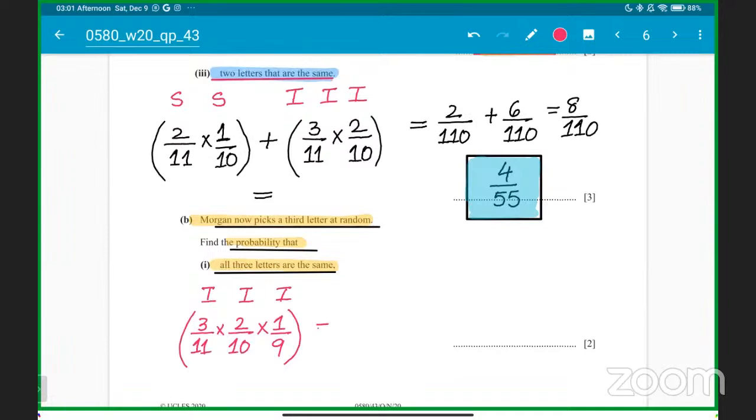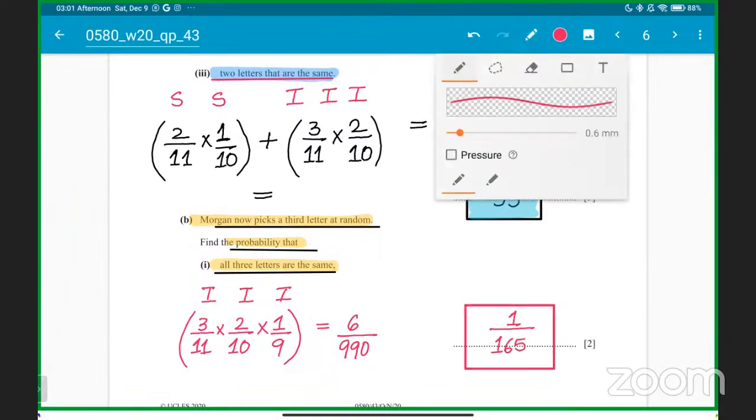Okay, just multiply. 3 2s are 6. 6/11 times 10 times 9. I'm getting it as 990. Definitely this can be simplified. So whatever the simplification is coming, take help with your calculator. Calculator is allowed. So 1/165 is the answer for this. Everyone got this? Should we move forward? Clear? Yes, sir.